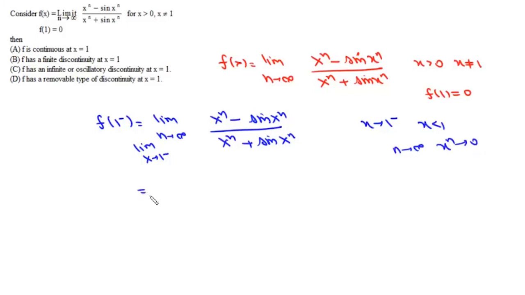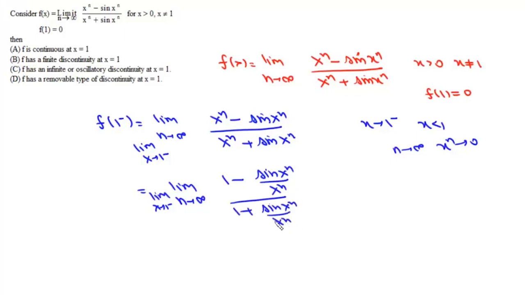So what we'll do is we'll write this as limit n tends to infinite, when limit x tends to 1 negative, 1 minus sine x to the power n upon x to the power n, upon 1 plus sine x to the power n upon x to the power n. Now this is 0 upon 0 form, which is standard limit, so it will be 1 minus 1 upon 1 plus 1, and which is 0. So left hand limit for this function is 0. Now we'll find its right hand limit.